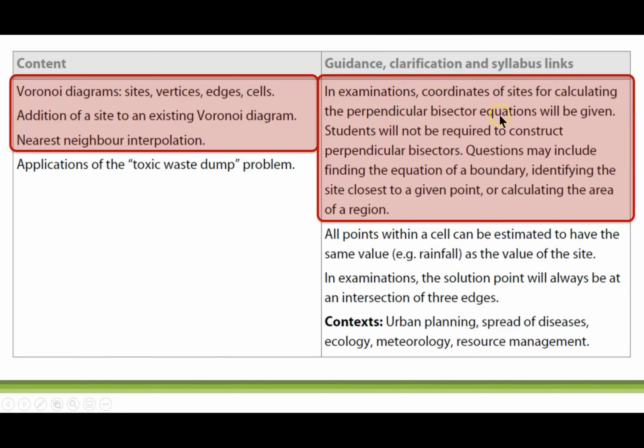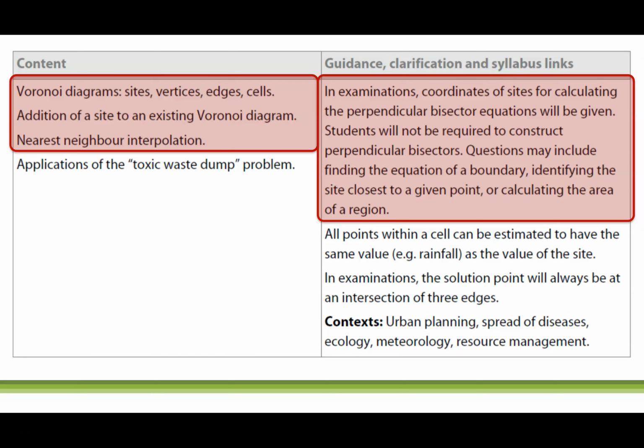Here's some further guidance for students and teachers. It says in examinations, coordinates of sites for calculating the perpendicular bisectors will be given. So you won't have to go back and reverse engineer, find out where the sites were from an existing diagram. Students will not be required to construct perpendicular bisectors, so you don't have to manually make them yourself. Technology will help, of course. It's much easier if you know that command.